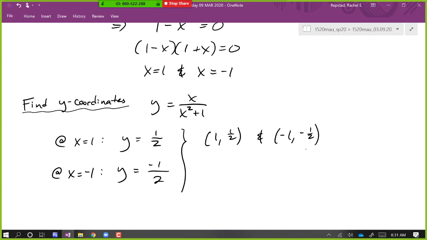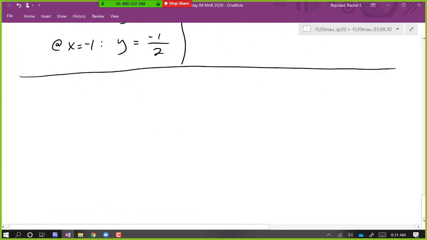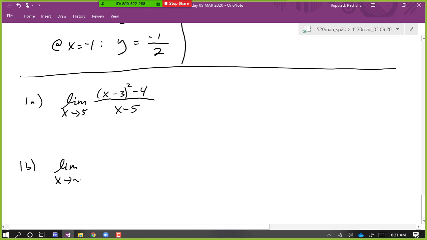One thing I want to point out is, on the practice test, the first problem is 2 limits. 1a says limit as x approaches 5. We don't have to do these out unless somebody wants to see them, but I'm writing them out to give you a bit of warning or advice. The second one is limit as x approaches infinity, x minus 2x cubed over 1 plus x cubed.